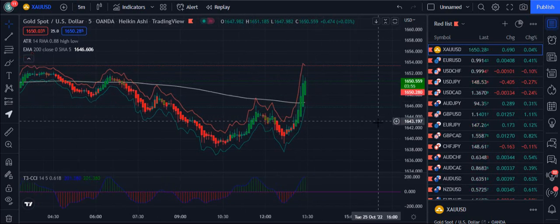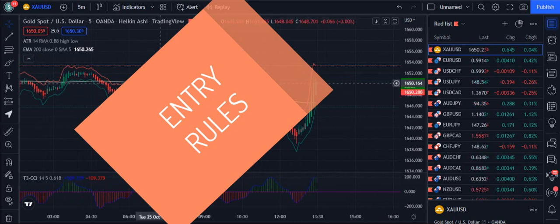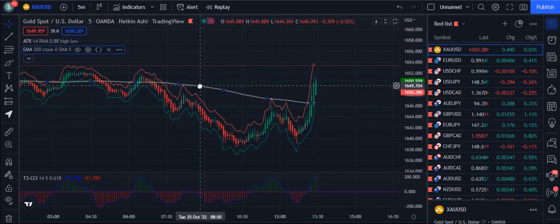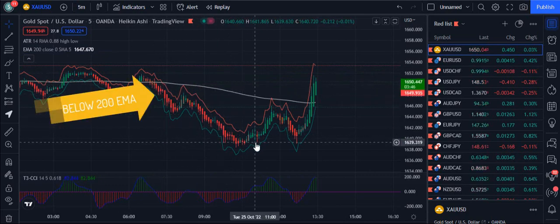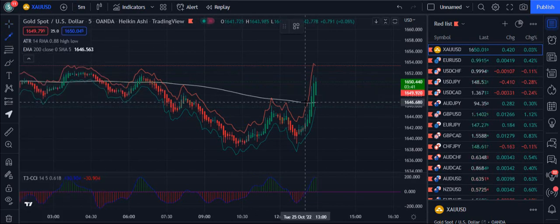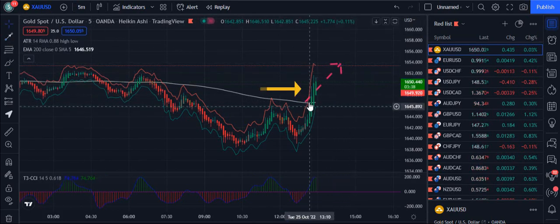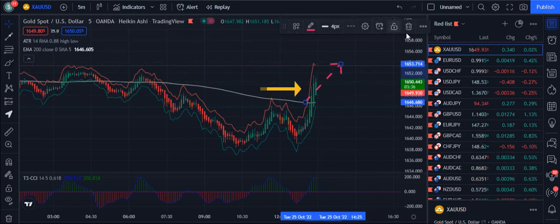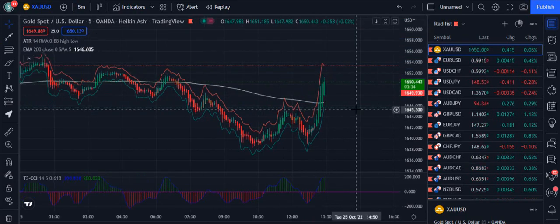Okay, now let's talk about our entry rules. Why have we set up the exponential moving average? It's a simple answer. If the candles are below the exponential moving average, it means that you are in a downtrend, and when you can see that the candles are coming above the exponential moving average, it means that you are coming into an upward trend.